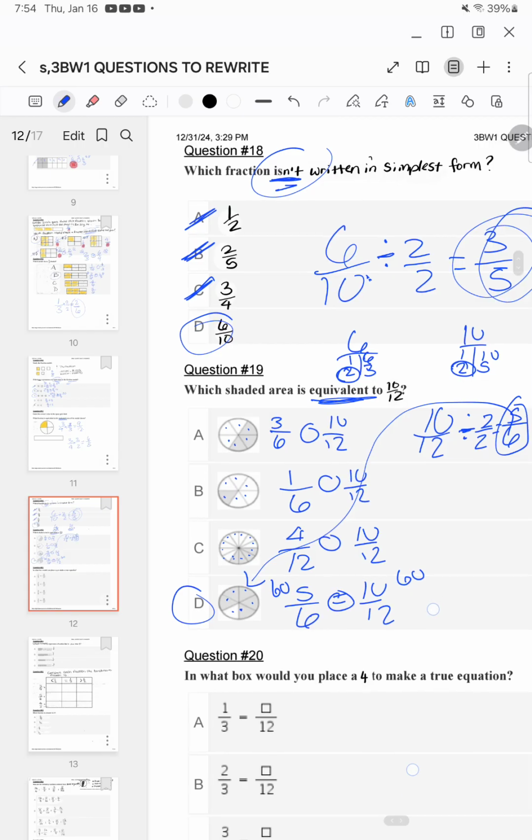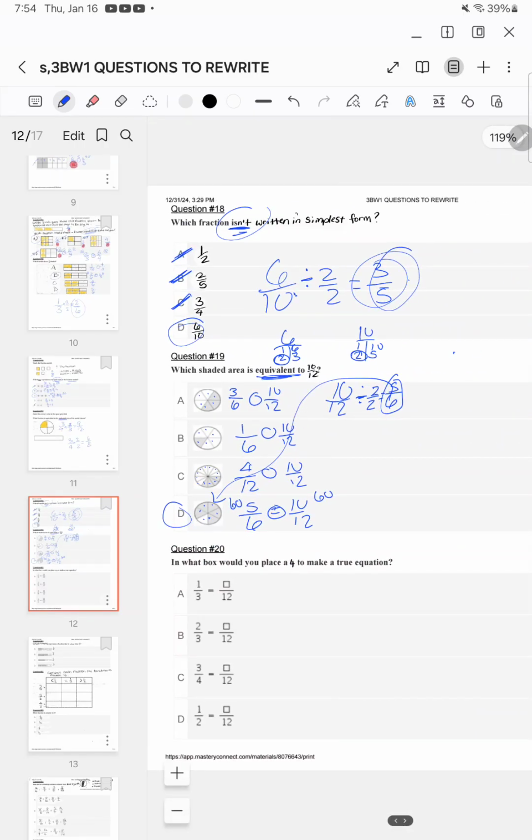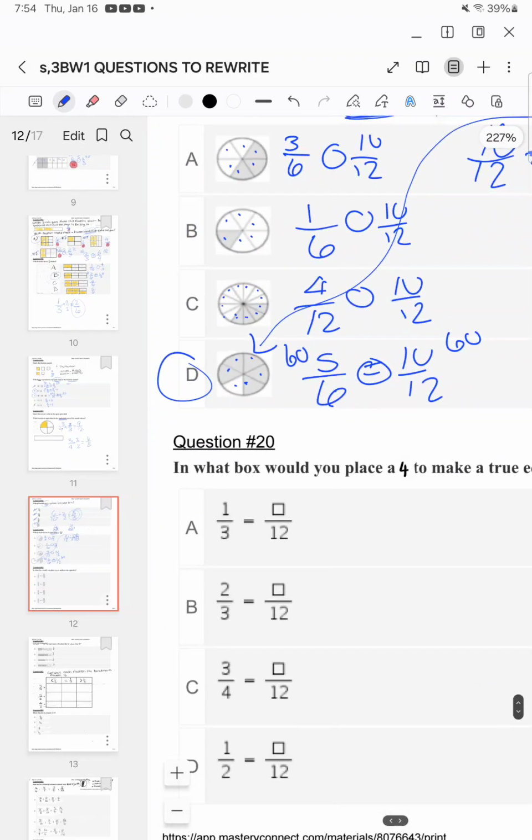Alright. In what box would you place a 4 to make the equation true? That means they all are talking about equivalent fractions, because I see an equal sign here, here, here, and here. Now, you have to place the 4. If I said 3 times 4 is 12, 1 times 12, this is equal. But if I put a 4 here, 3 times 4 is 12, but 2 times 12 is actually 24, and this is wrong because it's not equal.